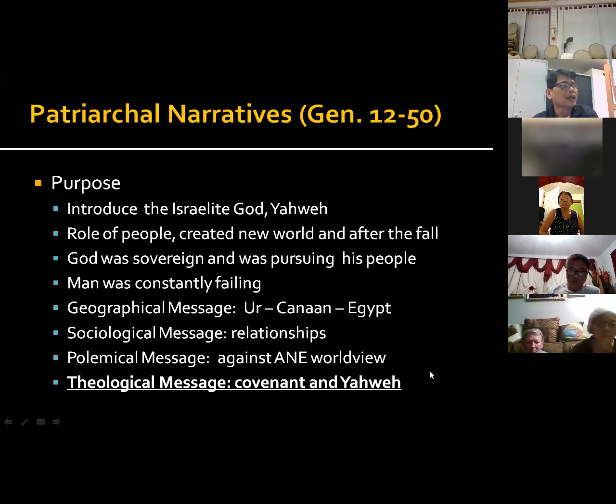let's move on. The purpose of the writing of the book of Genesis. It is there to introduce the monotheistic view of God. God introduced himself. We also understand that the role of people was specified in the fact that God made Adam to manage paradise. God was sovereign and was pursuing his people. These are the common purposes of the writing of the book of Genesis.